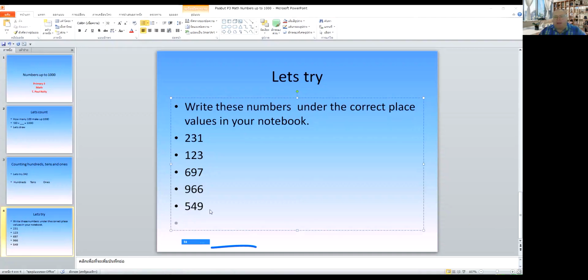We had the number 231. So under hundreds, we'd have 2, tens, we'd have 3, ones, we'd have 1. Our second number was 123. We had 1 hundred, 2 tens, and 3 ones. Our third number was 697. So let's see.